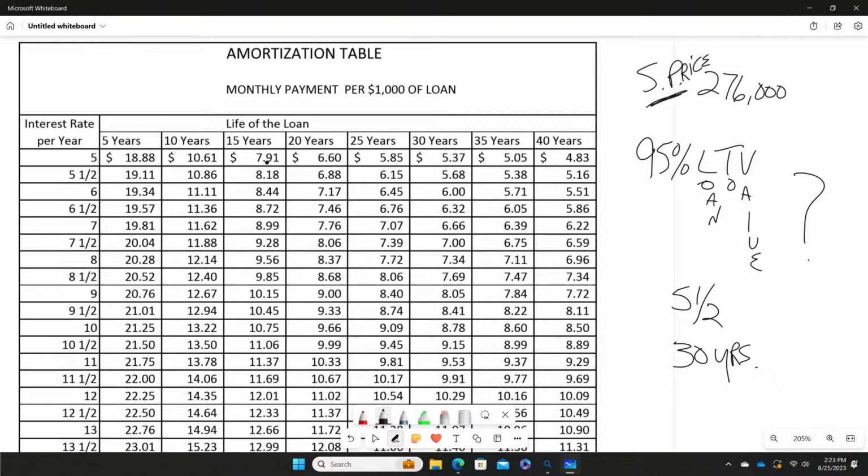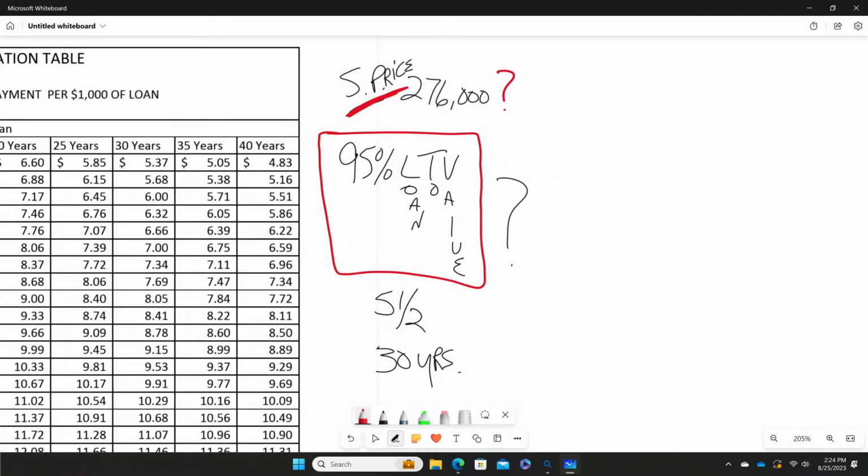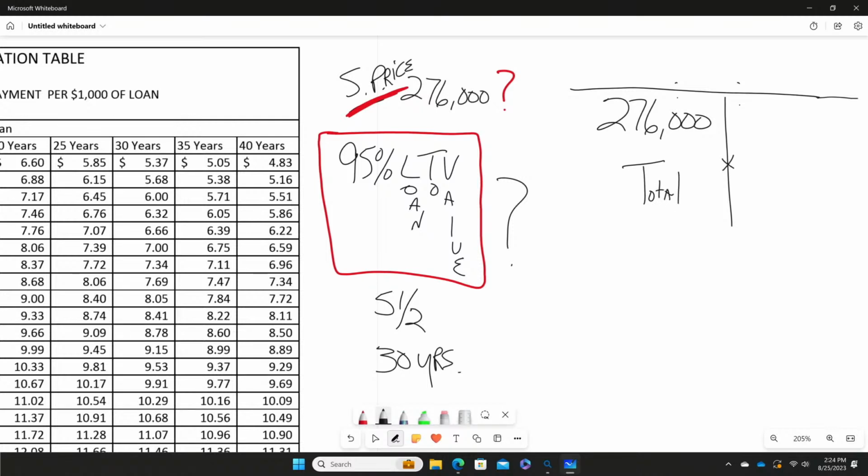Well, in this example, we have to figure out what the loan amount is, right? Because this is the sales price. It's not the loan amount, and we're trying to calculate the mortgage payment, the loan payment. We have to figure out the loan amount before we can start plugging numbers in. So I'm going to take $276,000 and multiply it times, and I like to use the T formula, and I like to put my mathematical symbols on the T. This is total. I always like to refer to it as the bigger number.